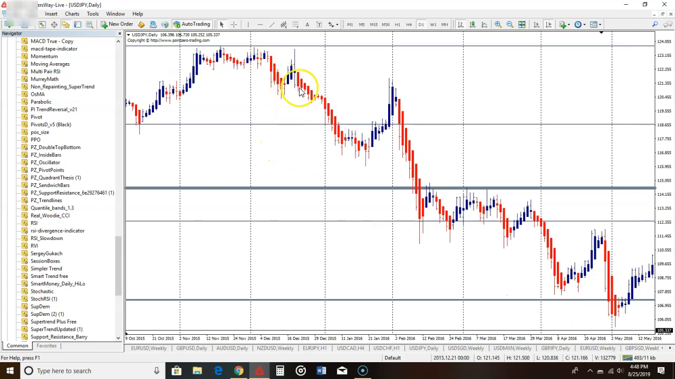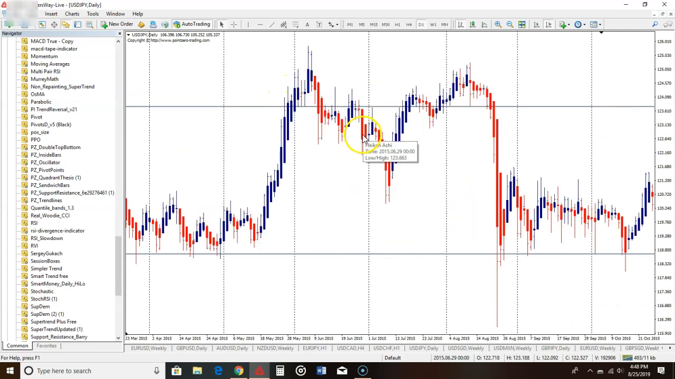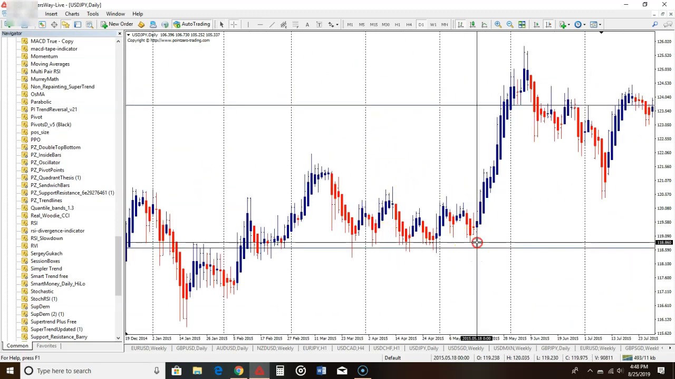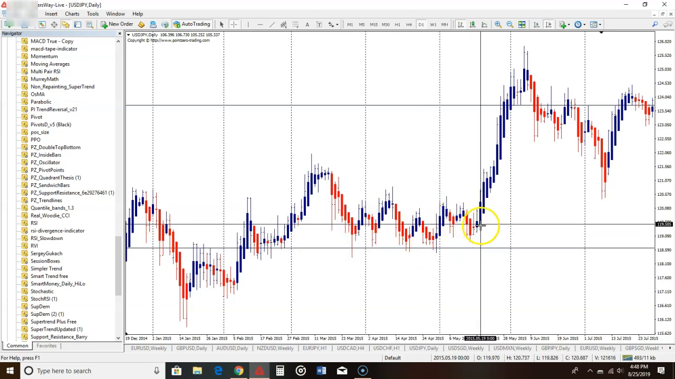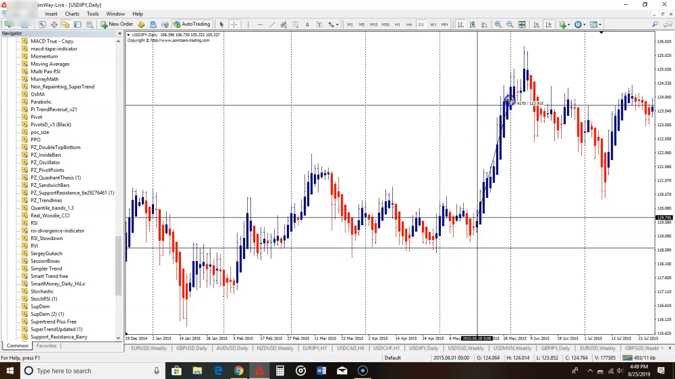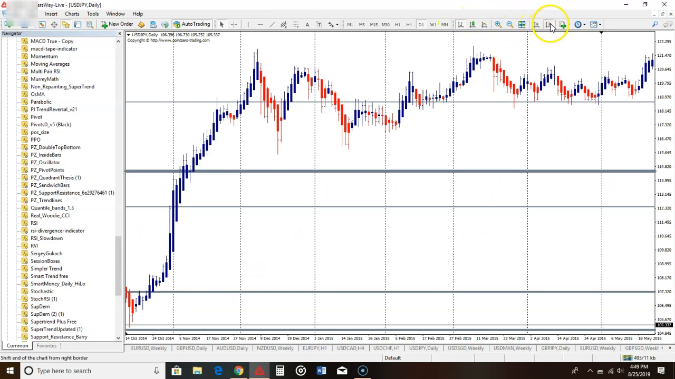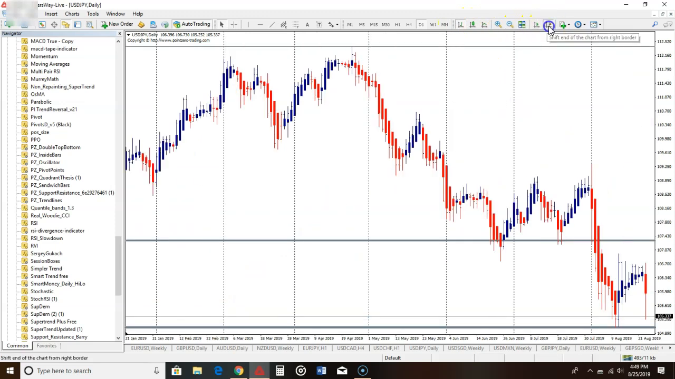True levels of support and resistance. True levels. These lines never change, they never repaint. Support, support, support. There go your bounce all the way up. All right. That's on the daily chart.